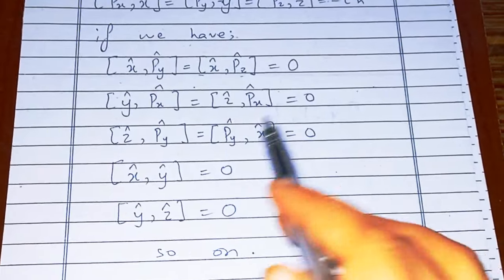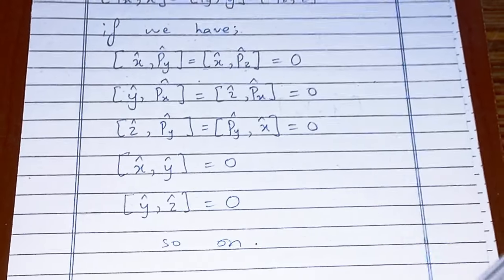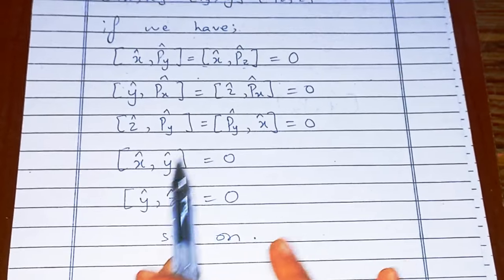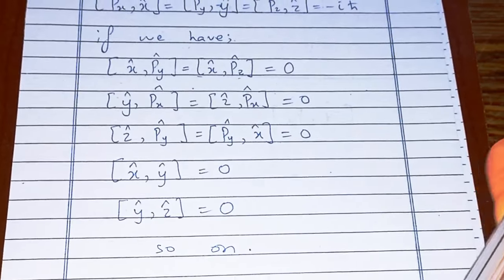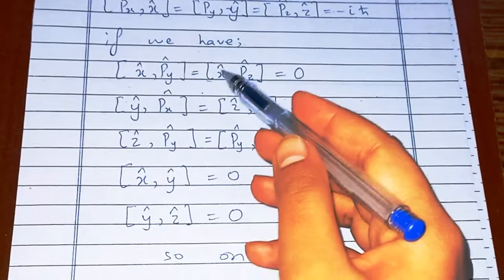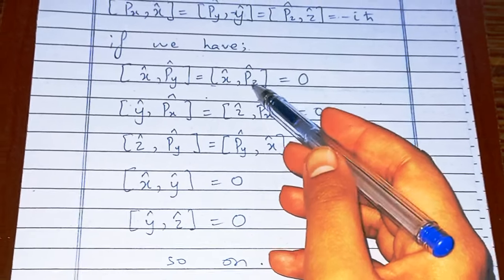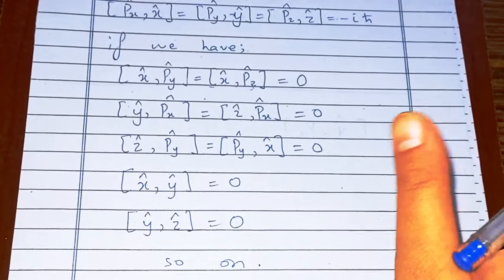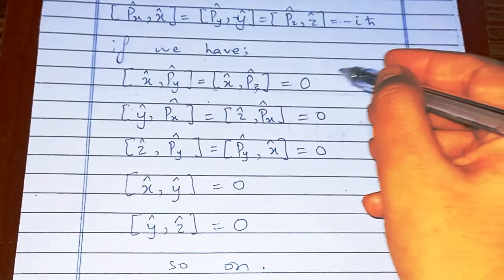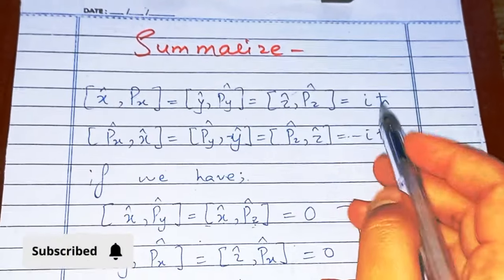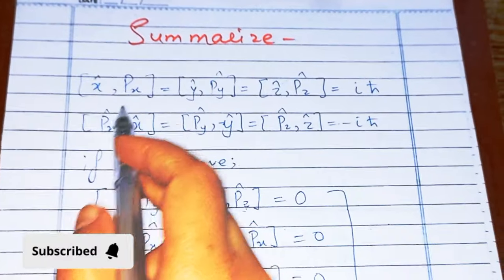It is because the perpendicular, independent dimensions don't interfere with each other, so they don't make any difference. If you're finding the x component of position first and the z component of momentum, they will not interfere, and the order doesn't matter. So you can see that all of these commutation relations are 0, and only those commutation relations are non-zero which are in the same dimension.